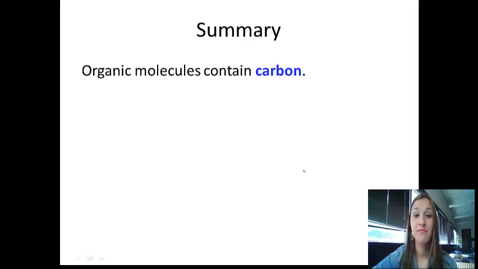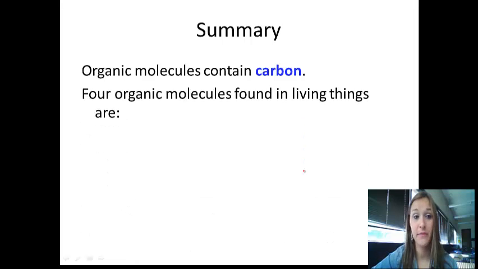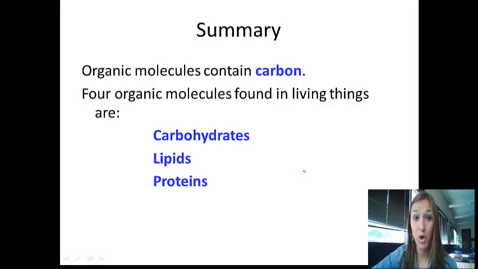So, to sum it all up, if something is organic, it doesn't mean it doesn't contain pesticides, it means it contains carbon. Carbon is the most important element out of all of them. There are 4 organic molecules, things that have carbon in them. They are carbohydrates, lipids, proteins, and nucleic acids.